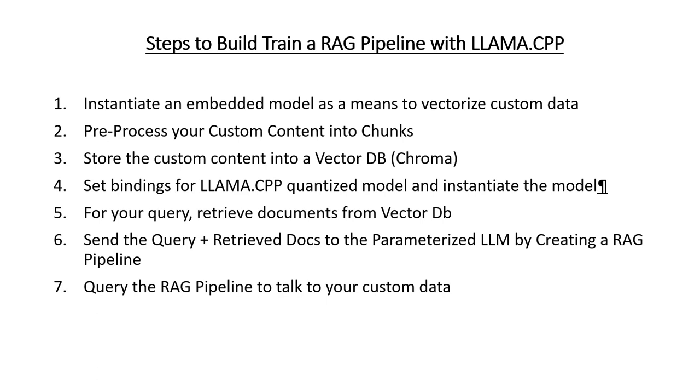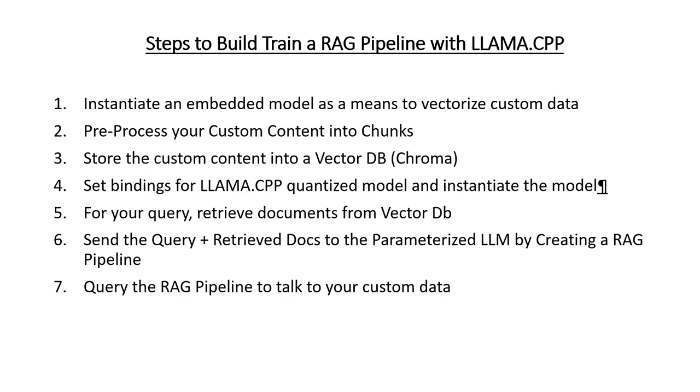Once you have that, you are ready to instantiate your LLAMA.CPP model, which is your parameterized model. If you look at my previous video, I show how to take the Llama 2 model, convert it to LLAMA.CPP from scratch, and then quantize it to a 4-bit integer quantized model. So you instantiate your LLAMA.CPP. The next thing is that you are now ready to query your LLAMA.CPP with your vectorized data.